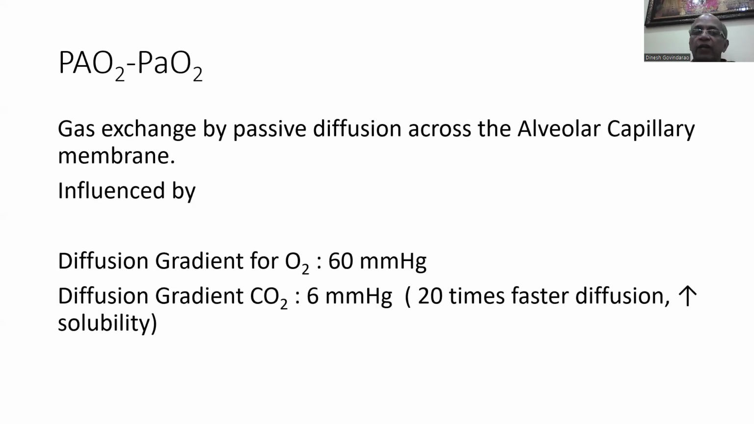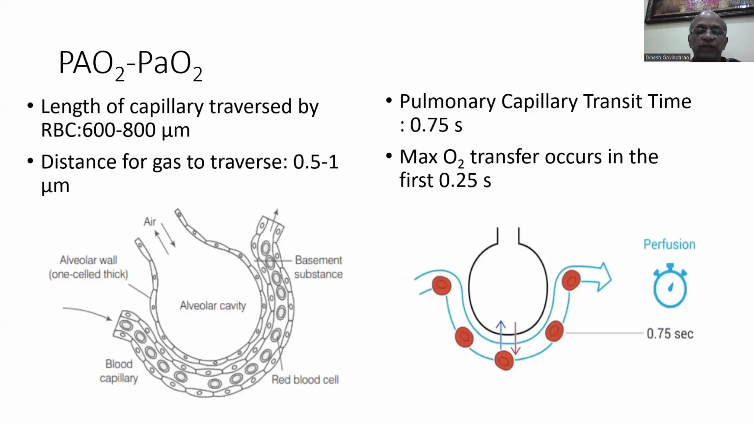The gradient of the alveolar to arterial oxygen partial pressure is transmitted by the gas exchange by passive diffusion across the alveolo-capillary membrane. So this is influenced by the diffusion gradient for oxygen, which is about 60 millimeters of mercury. We know that the alveolar partial pressure is about 104 millimeters of mercury, and the pulmonary arterial capillary pressure of oxygen is about 40 millimeters of mercury, and hence the diffusion gradient for oxygen is 60 millimeters of mercury. However, carbon dioxide has a very small gradient, 46 millimeters of mercury in the pulmonary arteries and only 40 millimeters of mercury in the alveoli, but it has a faster diffusion, which is 20 times more than oxygen, and increased solubility than oxygen.